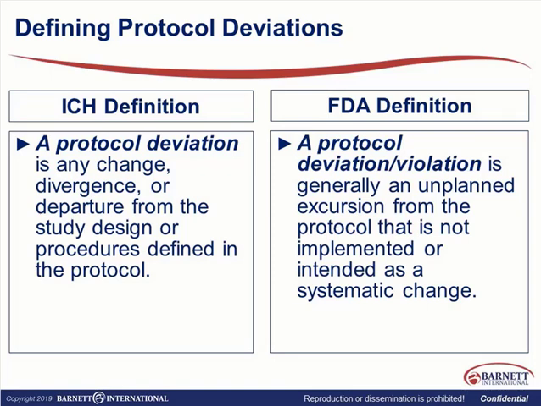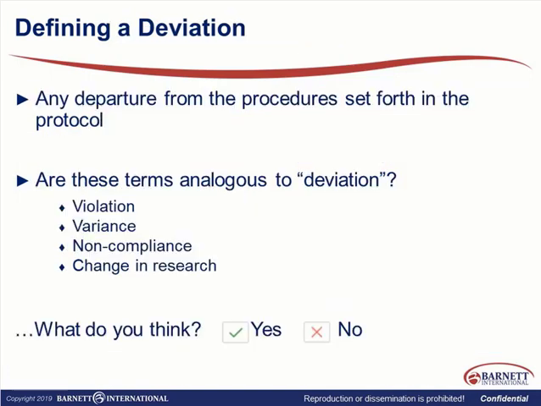FDA says that this is an unplanned excursion from the protocol that is not intended or implemented as a systematic change. So when we look at defining a deviation, do you believe that these terms are analogous? Give a green check mark or a red X to the answer if you believe that violation, variance, noncompliance, or a change in research, do you think that they're pretty much the same? What do you think? Yes or no?